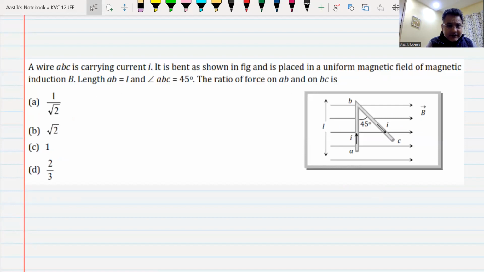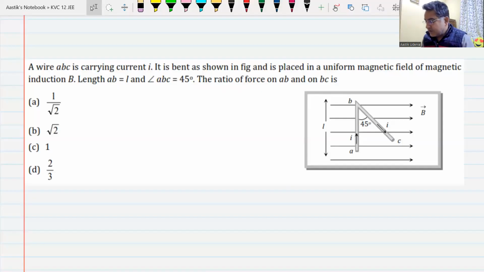You have a wire ABC carrying a current I. These types of questions are coming these days. It is bent in the form as shown in the figure in a uniform magnetic field of magnetic induction B. The length of the side AB is L. Angle ABC is 45. Both the wires are at an angle of 45. What is the force on the wire AB to BC? The length of both the wires is not given. A to B is given as L.